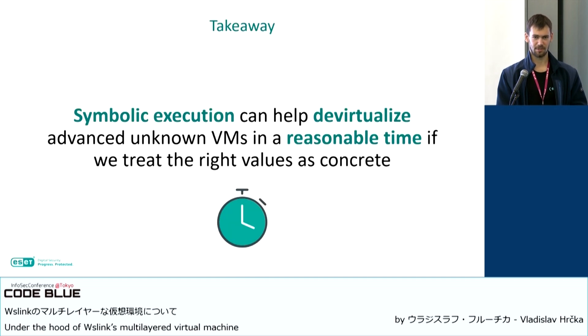And what is the takeaway? We can use symbolic execution to devirtualize some advanced unknown VM in a reasonable time if we treat the right values as concrete. And by advanced, we mean VMs that use junk code, duplicate and merge handlers, and encrypt operands.